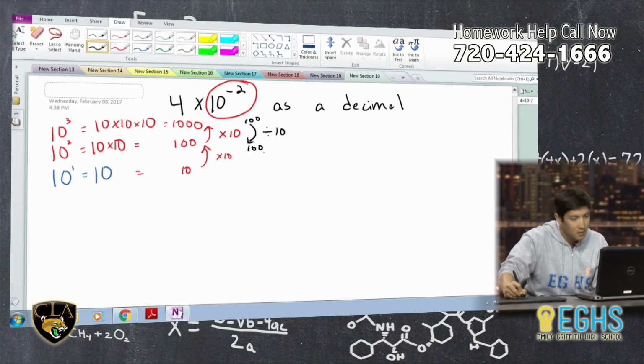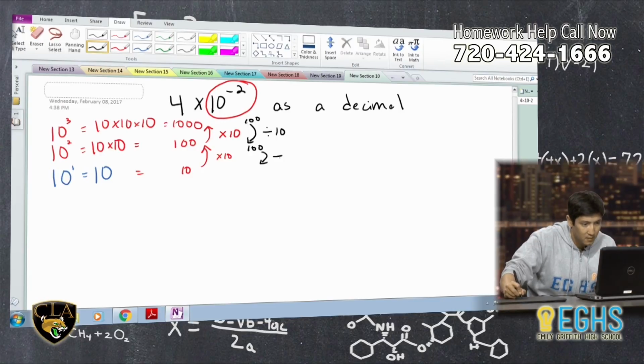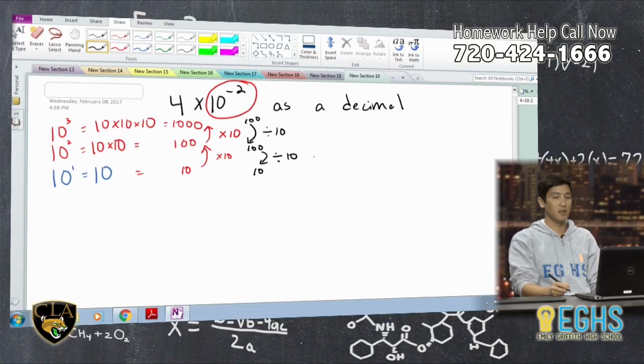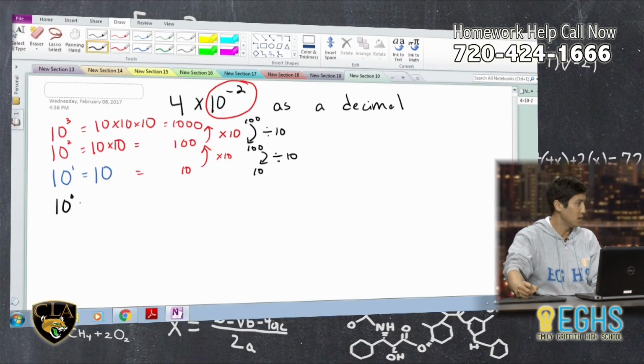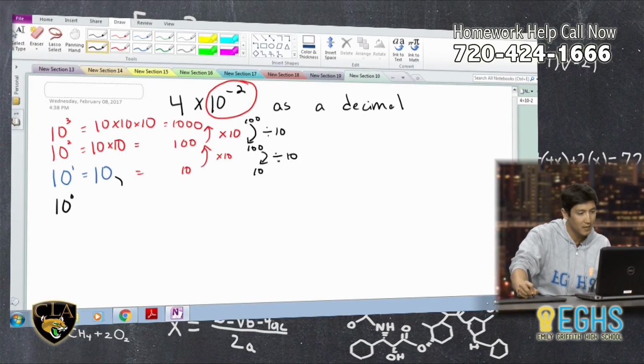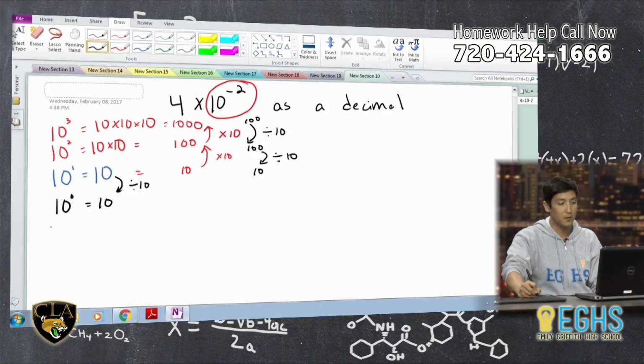And then 100 divided by 10 is going to bring us to 10. The important thing in math is we always have these repeated patterns and rules that will keep on working over and over again, so we have to keep applying that. If I went down to 10 to the power of 0, and this is one that throws everybody off, we're dividing 10 by 10, which is 1.